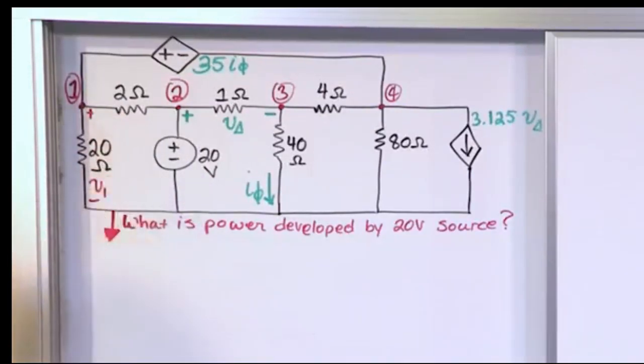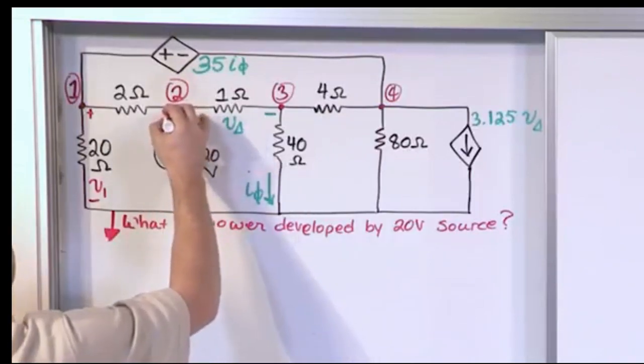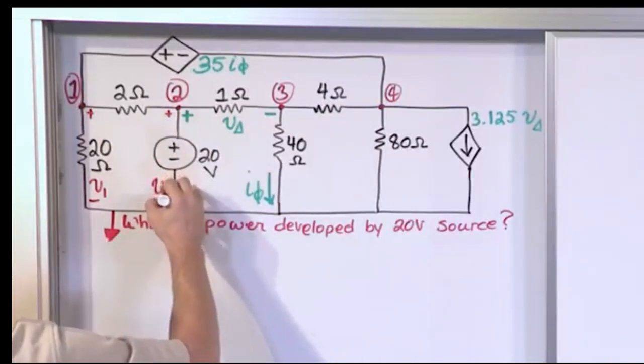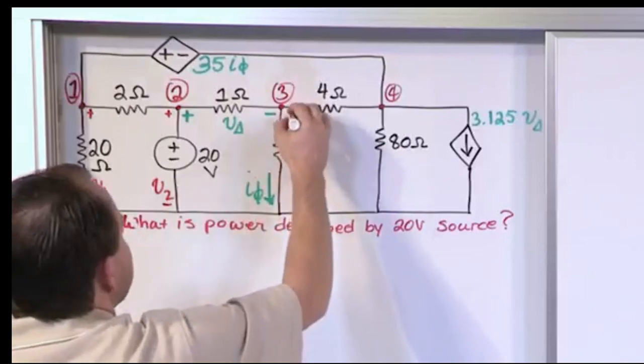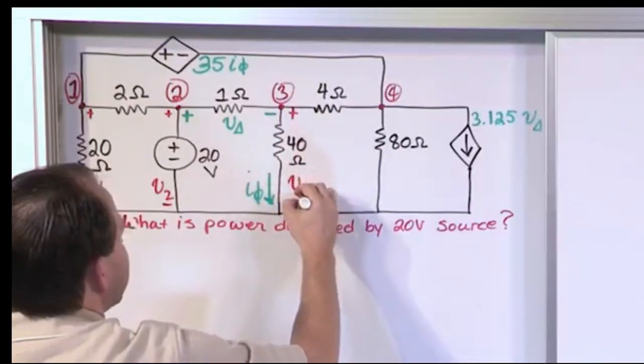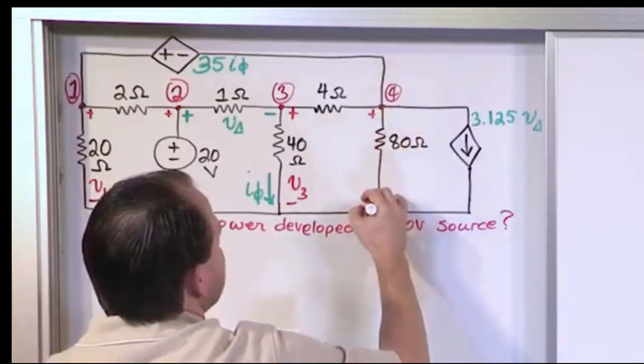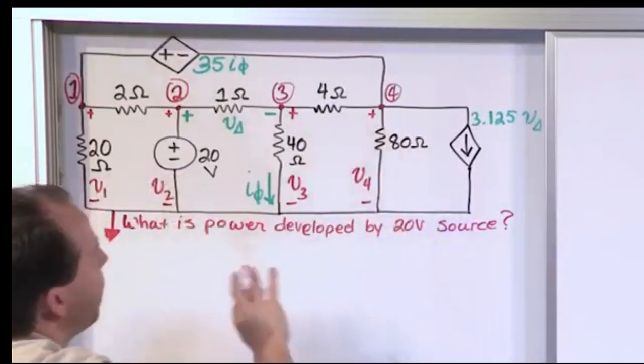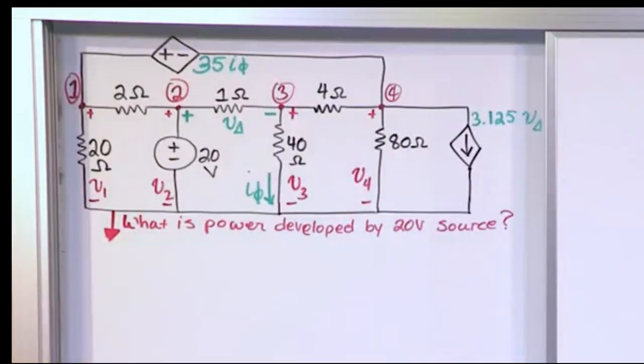This is node voltage V1. This guy is node voltage V2. This guy is node voltage V3. And this guy is node voltage V4. So far, everything's been exactly the way we've had in the past.